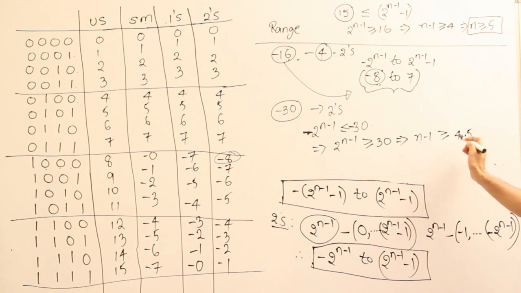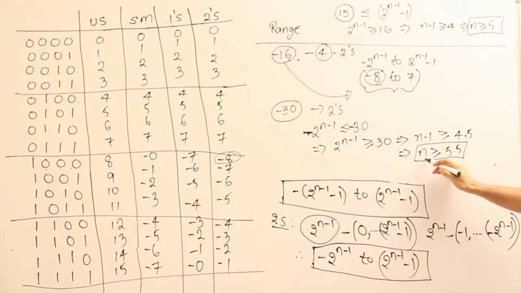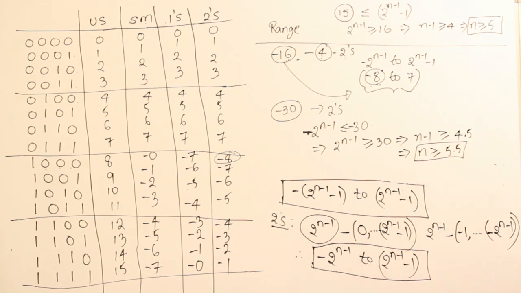This n minus 1 has to be greater than or equal to 4.5. What does it mean? N has to be greater than or equal to 5.5. Therefore, in order to represent this, we cannot use 5 bits. We have to use a number greater than or equal to 5.5. I already told you that whenever you see greater than or equal to, you have to go with the ceil, right? Therefore, since the number is 5.5, it means that 5 bits are not enough. So what is the smallest number required to represent this? 6. So we need 6 bits in order to represent this -30.